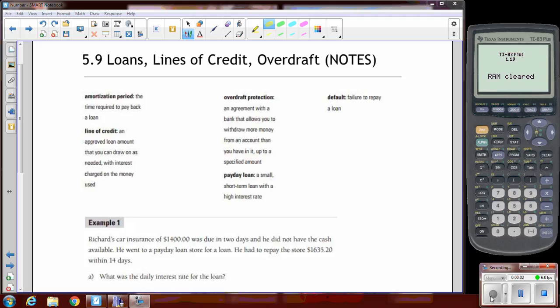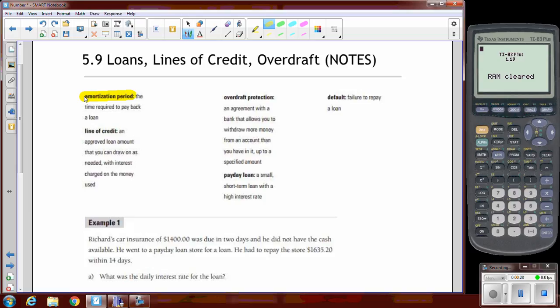This lesson is going to look at 3 different ways that we can actually borrow money. Before we start to borrow money, we have to start to understand some of the key phrases. So one of the key phrases that we need to know is the amortization period. Now, amortization is just a big word to say basically how much time it's going to take us to pay back the loan. So if you have a loan for 2 weeks, the amortization period is 2 weeks. 5 years, the amortization period is 5 years.